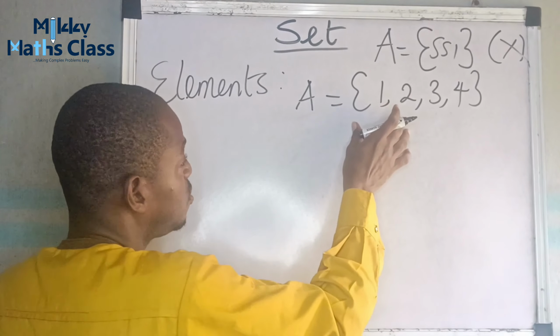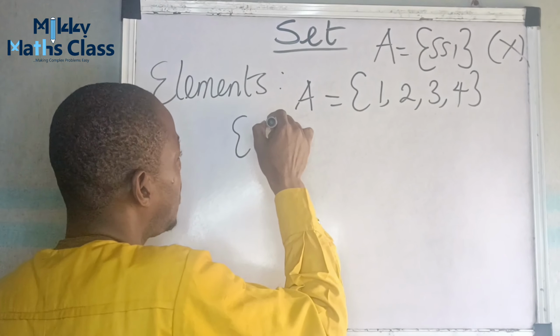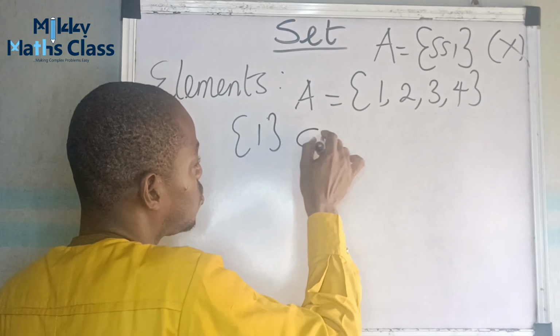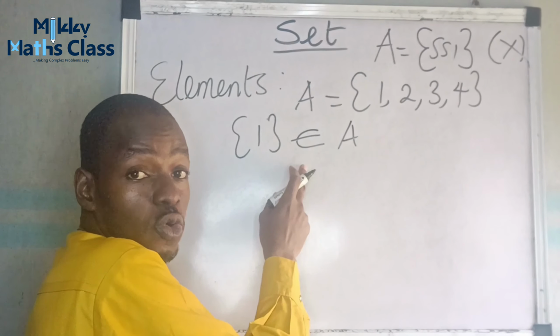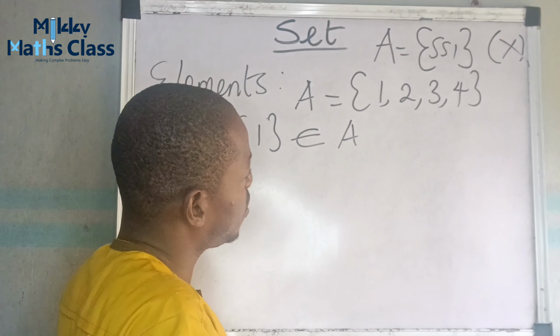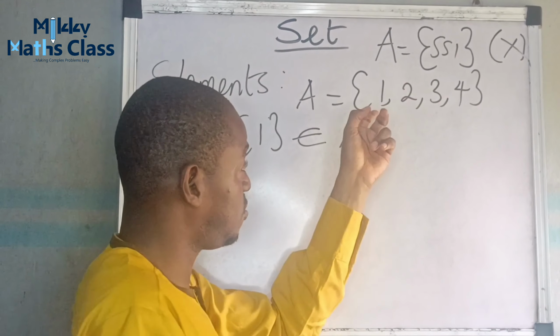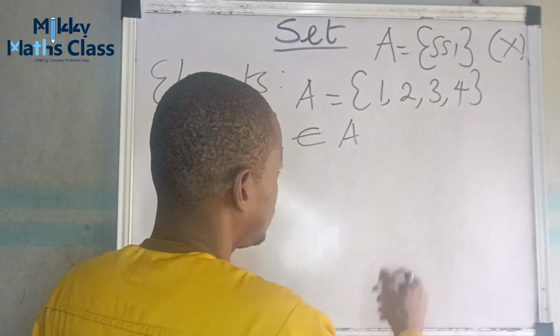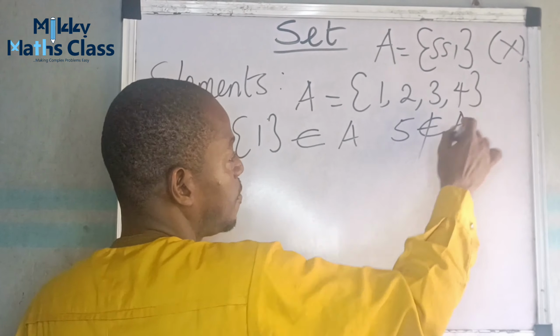So for example, I can denote it. If I want to say 1 is a member, that means 1 belongs, you use the symbol, to set A. We use the symbol to show that this belongs to this. If I say okay, 5 does not belong here. This is 1, 2, 3, 4. 5 is not a member of this set. So I can say 5 does not belong to set A. So this is what we use. Belongs to, does not belong to.